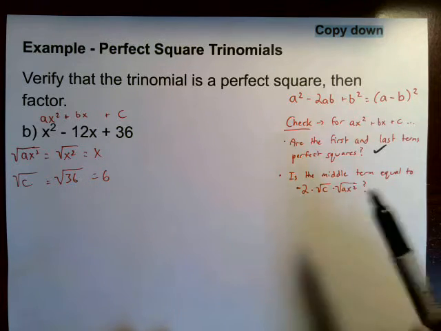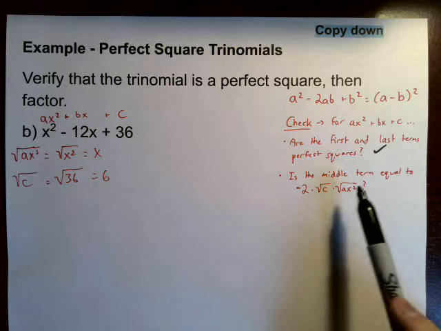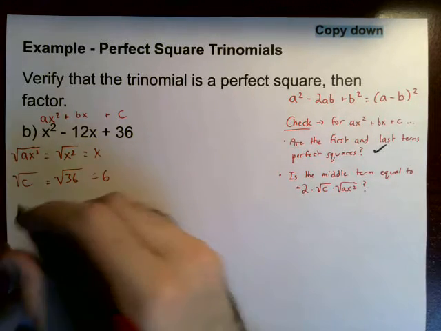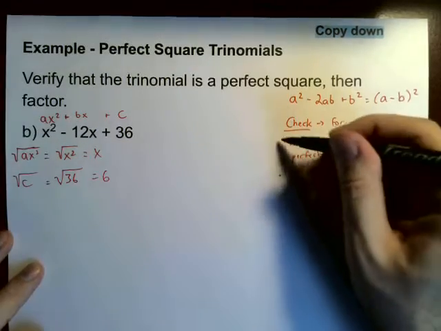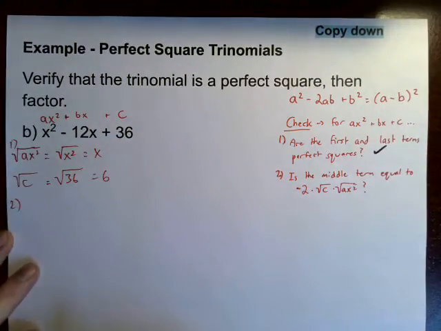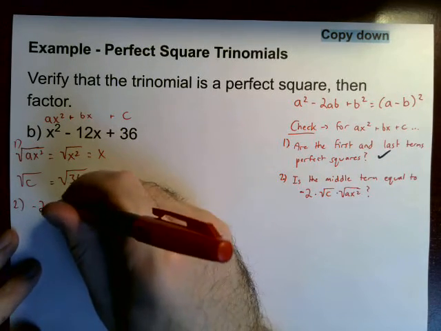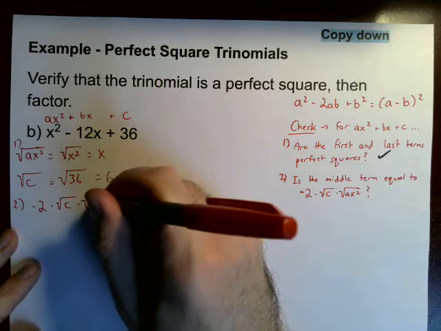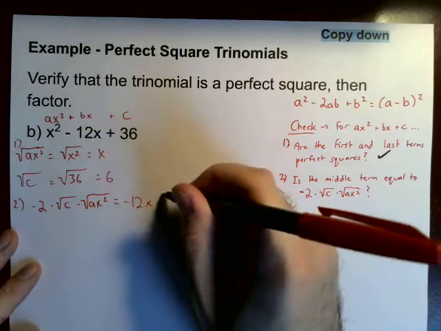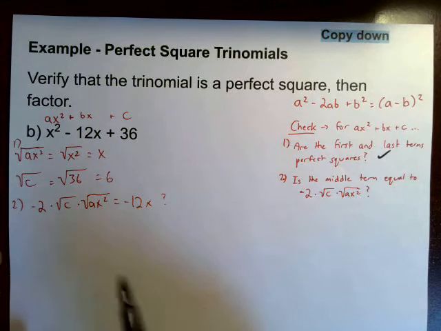So then second question, is the middle term equal to negative 2 times the square root of c times the square root of ax squared? So let's try that. If this is kind of our first check, this is our second one, so there's 1, this will be 2. So negative 2 times the square root of c times the square root of ax squared, we're just going to say equals negative 12x, and we want to prove whether or not this is true.